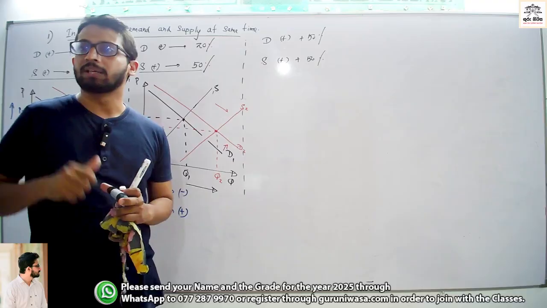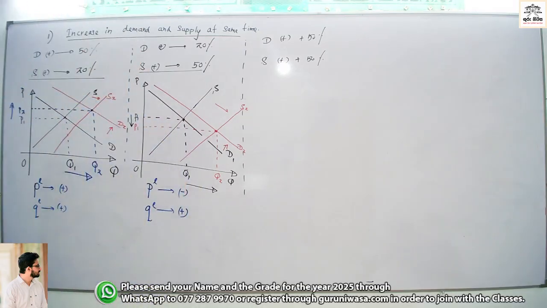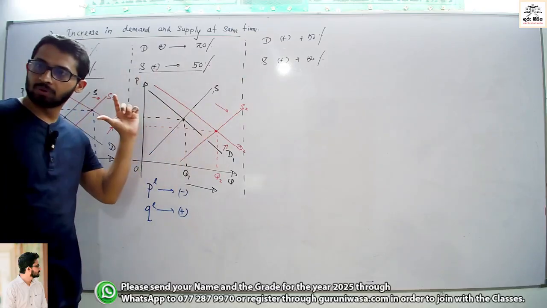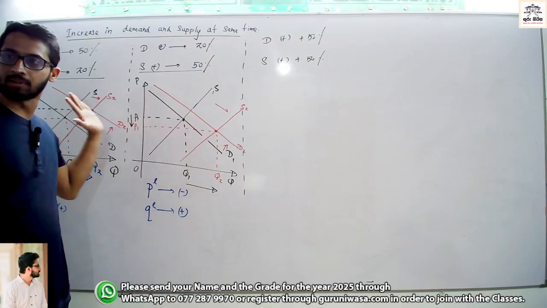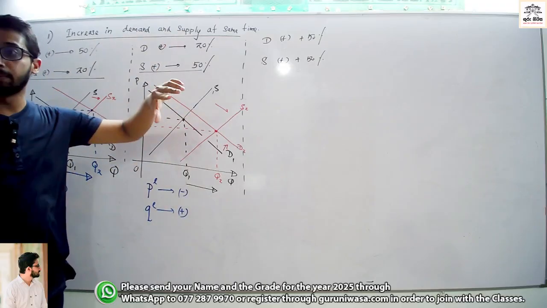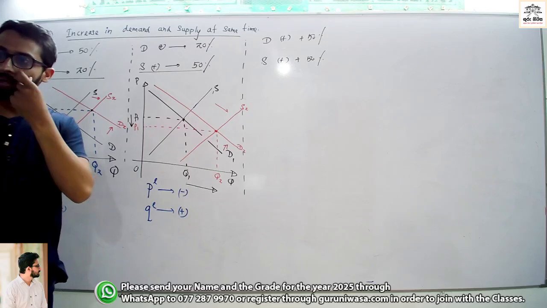Okay, the impact on equilibrium price and equilibrium quantity, Lamai. Then remember, Lamai, in one row there should be 3 diagrams, horizontally. Increase in demand and supply at the same time can happen in 3 ways, Lamai.